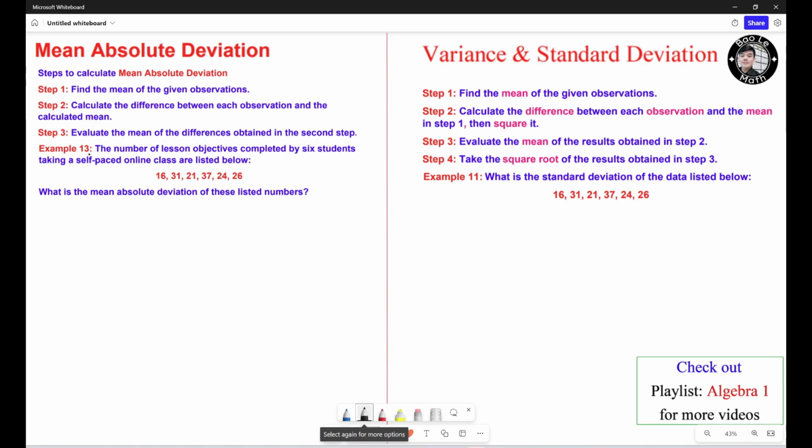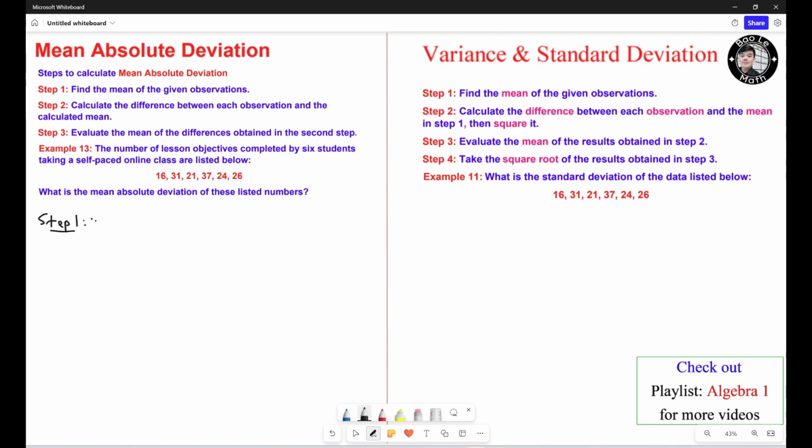Example number 13. The number of lesson objectives completed by 6 students taking a self-based online class are listed below: 16, 31, 21, 37, 24, and 26. What is the mean absolute deviation of these listed numbers? We just follow the steps here: step 1, step 2, step 3.